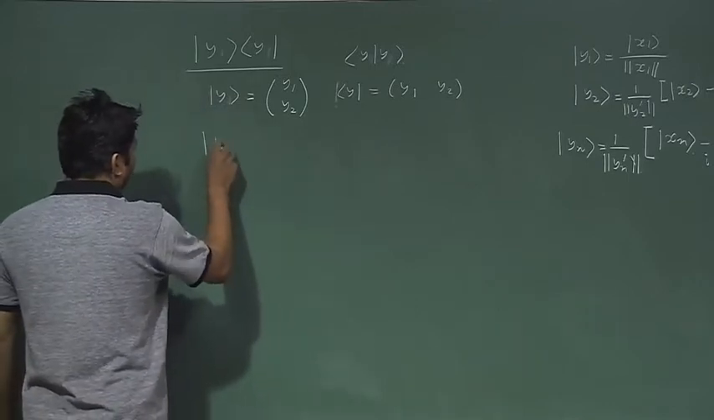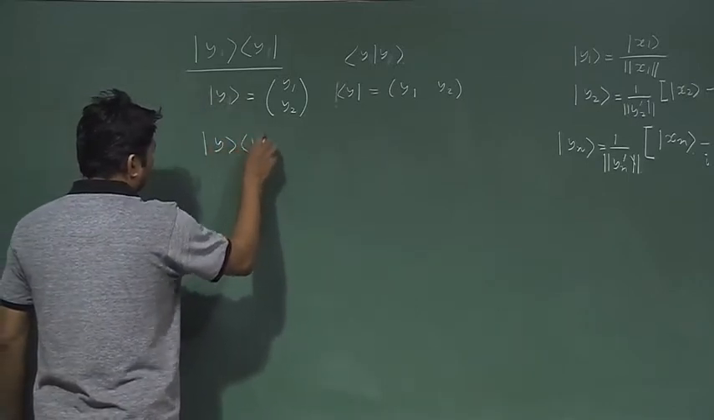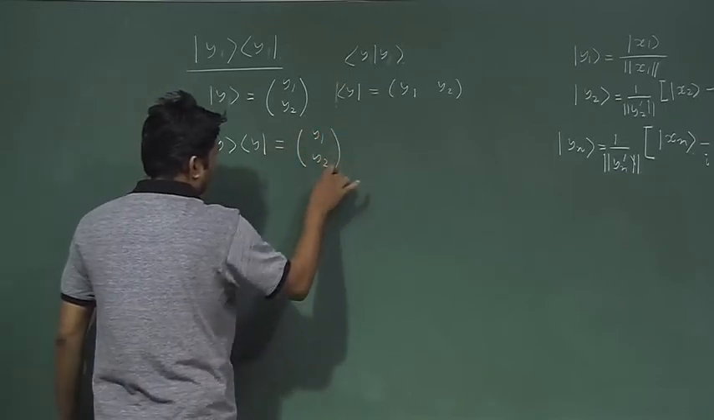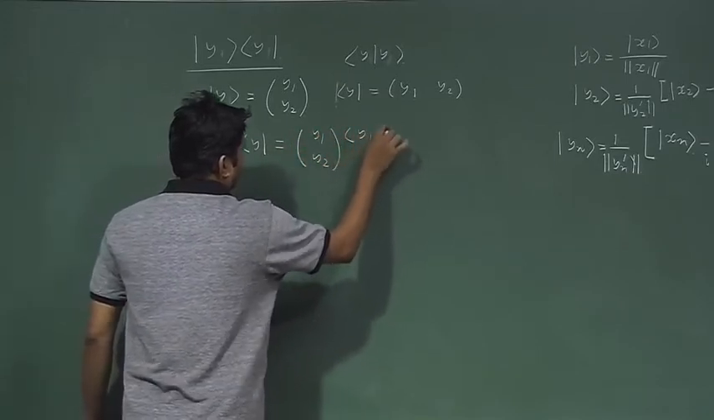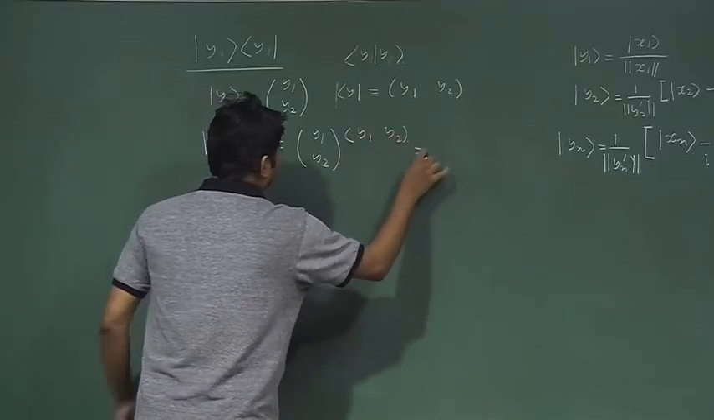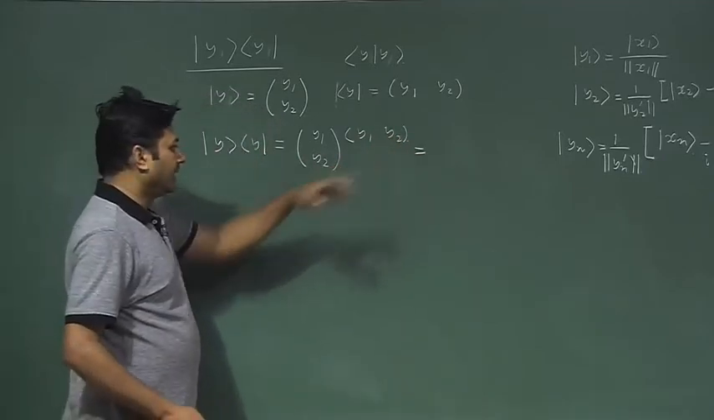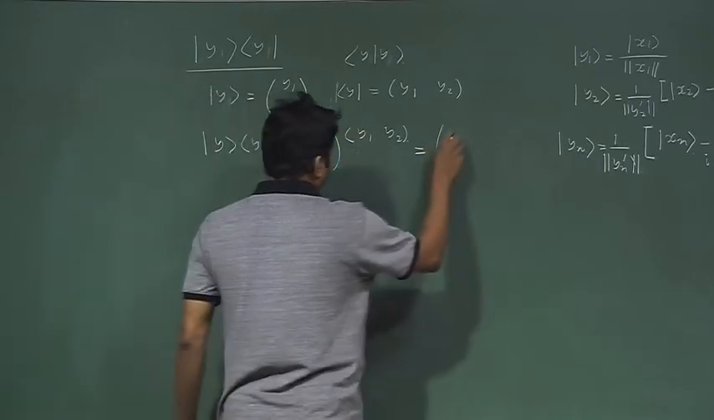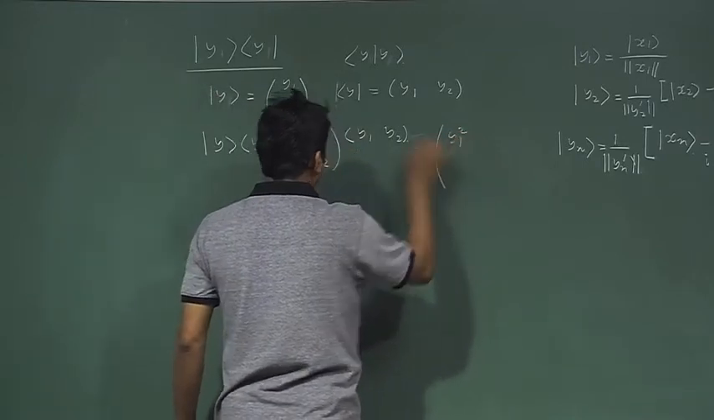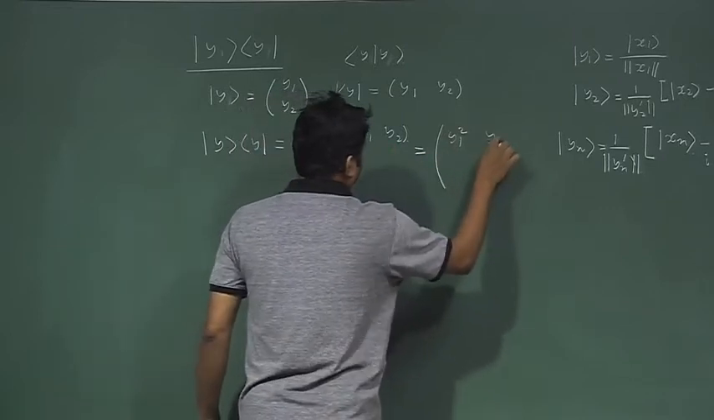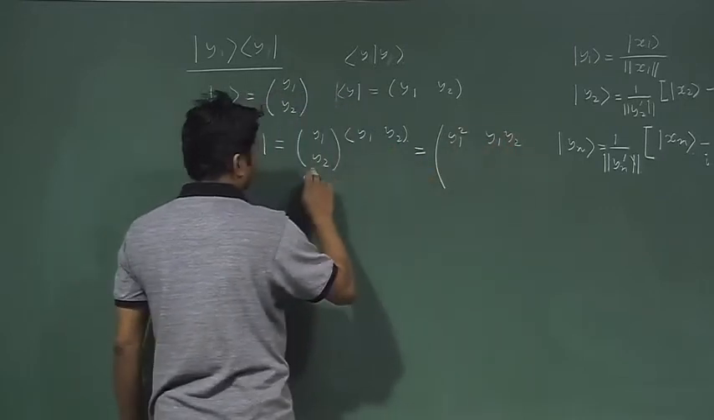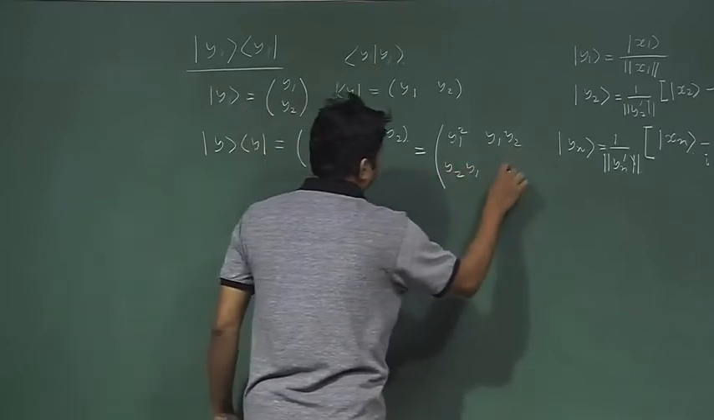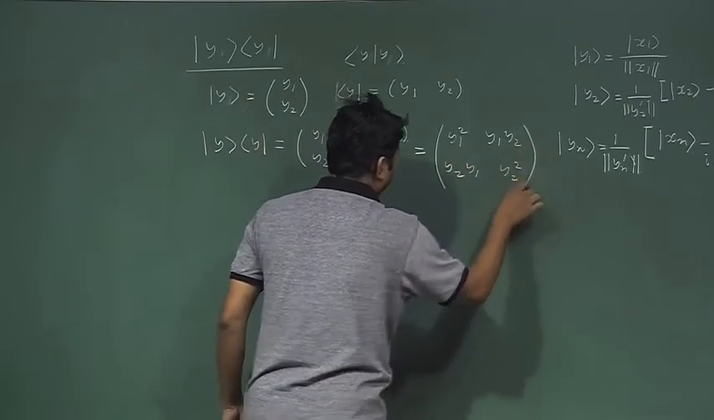Now in vector notation, this and this can form something like this. The operation is this and this: y1 square, y1 y2, y2 y1, and y2 square.